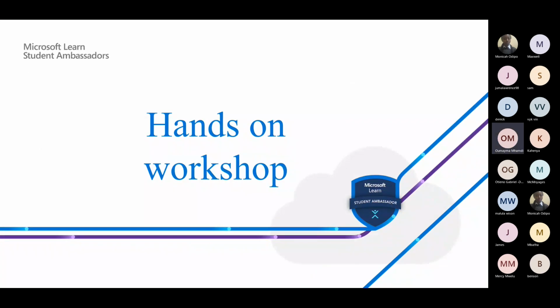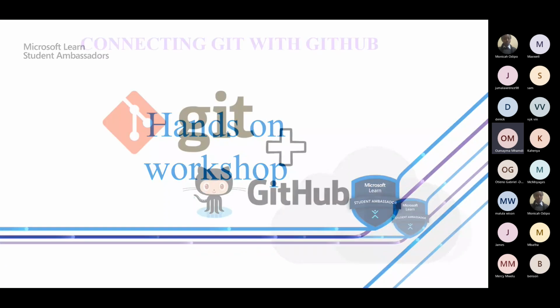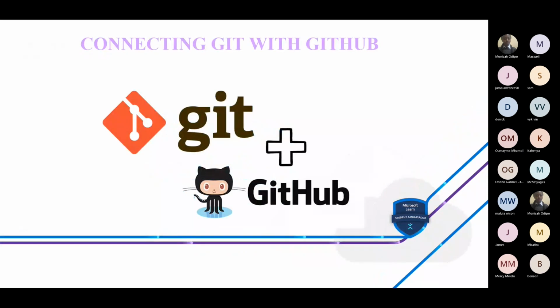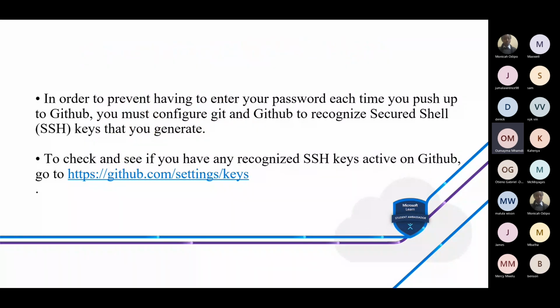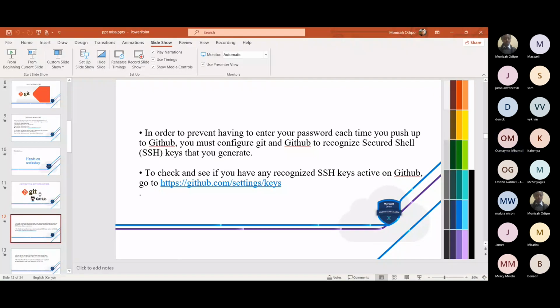So now I will show you how to connect Git with GitHub. In order to prevent having to enter your password each time you push up to GitHub, you must configure Git and GitHub to recognize secure shell keys that you generate. Monica, please stop the sharing. I will share my screen.